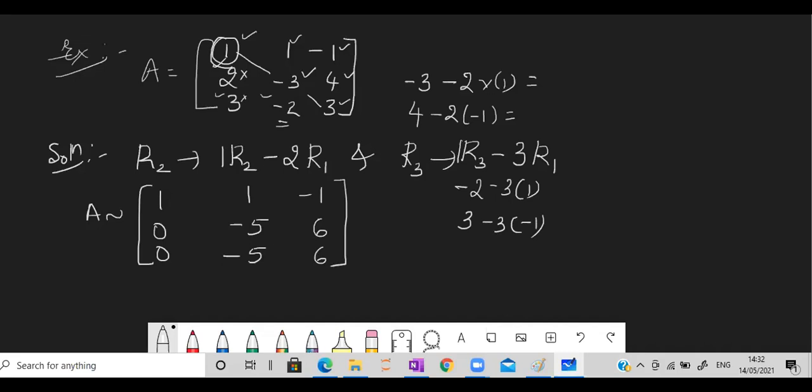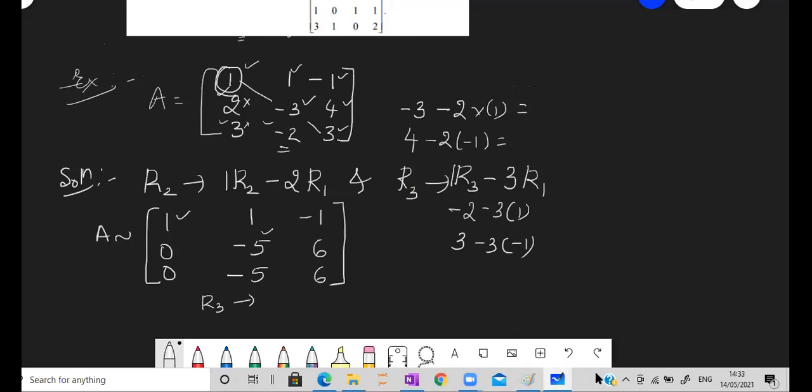Now, the next diagonal element. This is done. Let us concentrate on the next element, -5. Below -5 you again have an element, so we have to reduce it to 0. Then only it becomes upper triangular. So the operation is for which row? The third row.